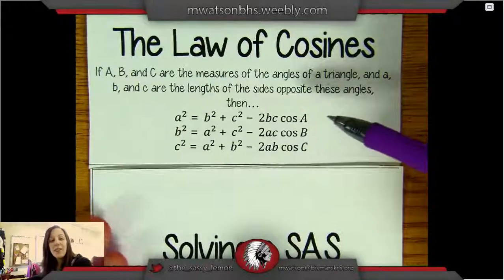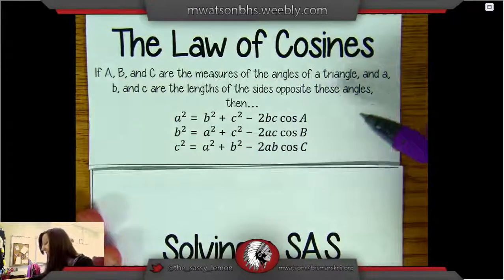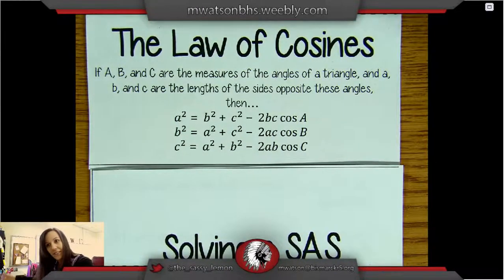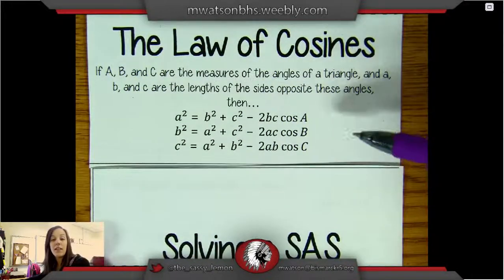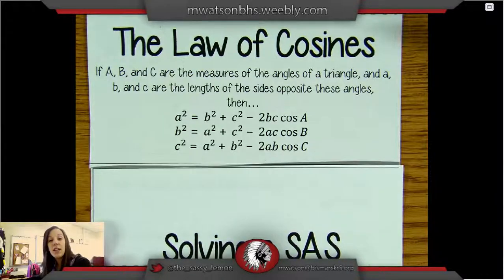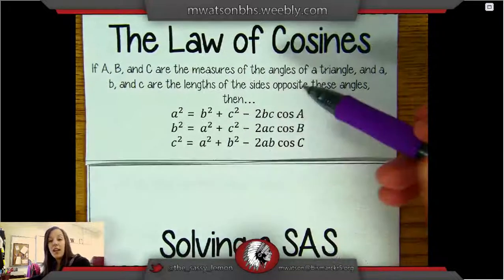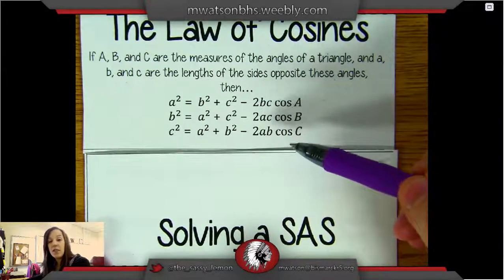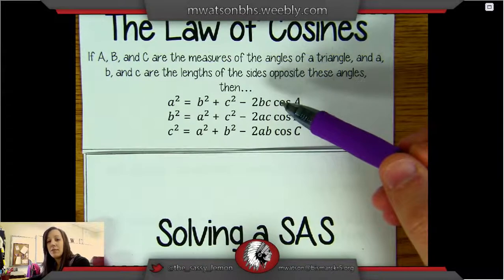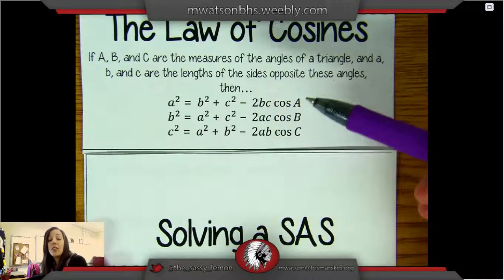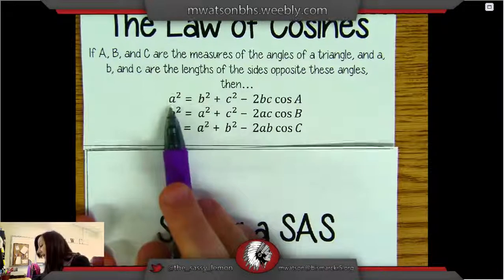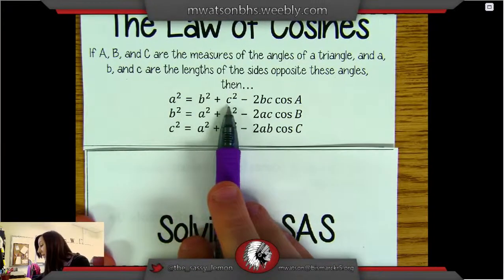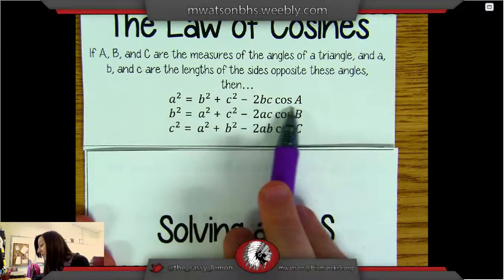The law of cosines is stated right here, very similarly to the way that we did the law of sines. Capital A, B, and C are the angle measures, and lowercase a, b, and c are the side lengths that correspond to those angles. And these are your formulas. They're a lot more complex than the law of sines. So you've got a squared equals b squared plus c squared minus 2bc cosine A.